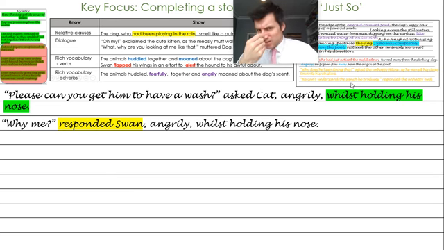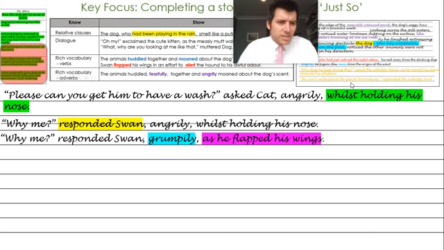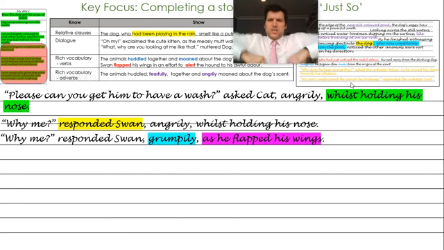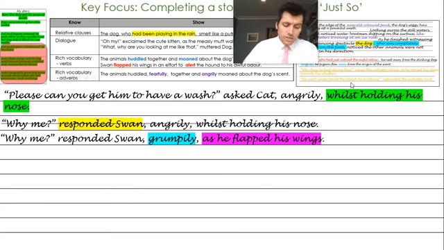But hang on a second: "angrily whilst holding his nose." I've just repeated the same thing, haven't I? That's not great. What I need to do is improve it a little bit. "Why me?" responded Swan grumpily, a better adverb. It's a synonymous one, like we looked at those synonymous ones earlier. As he flapped his wings. Now I've got a different action, and rather than having "whilst" at the beginning of this piece of action, I've now got "as".